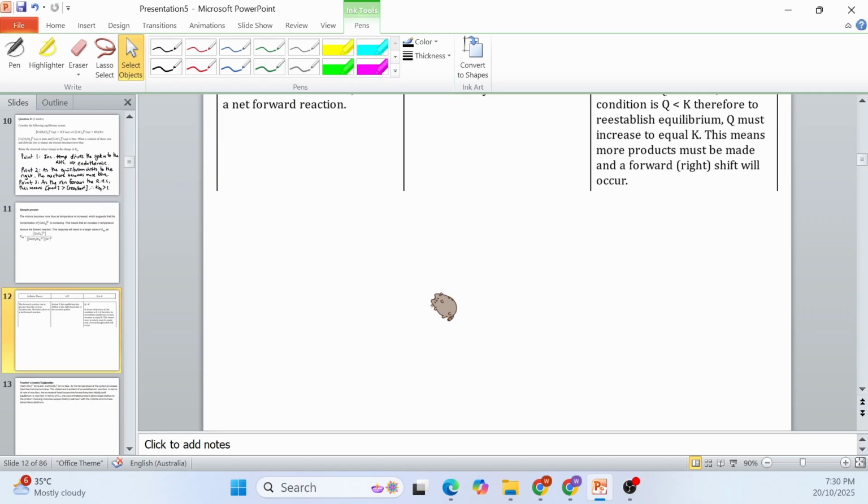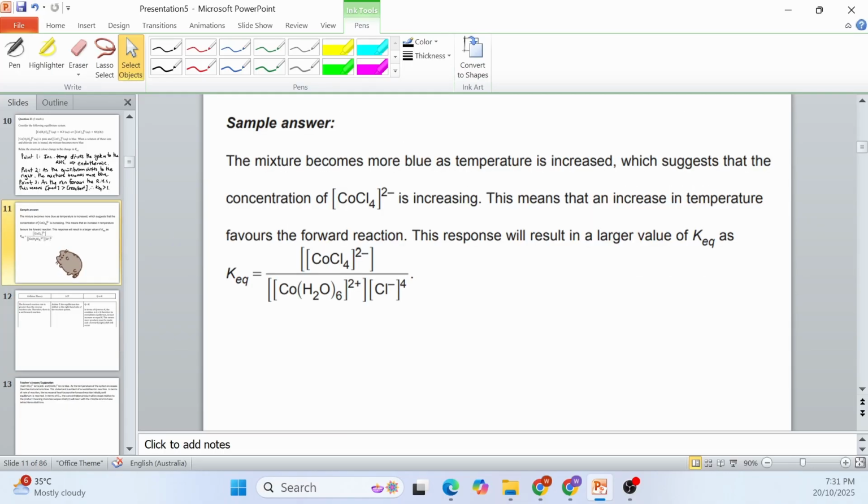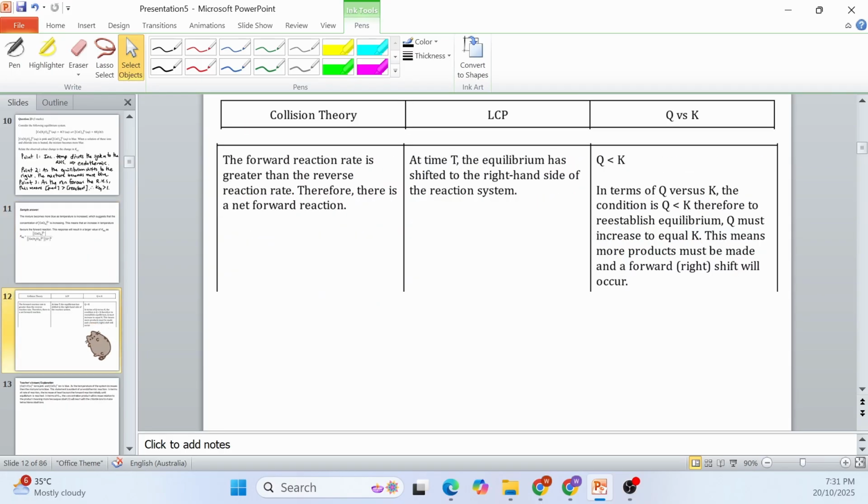Now, I would like to go further than this. If hypothetically this question was more than 3 marks, then we would need to use our understanding of collision theory, Le Chatelier's principle, and Q versus K. In the sample answer, it talks about how an increase in temperature favors the forward reaction. That sort of language is consistent with collision theory.